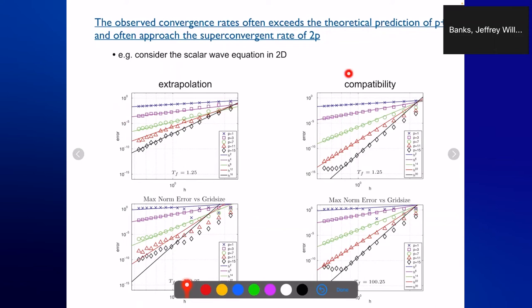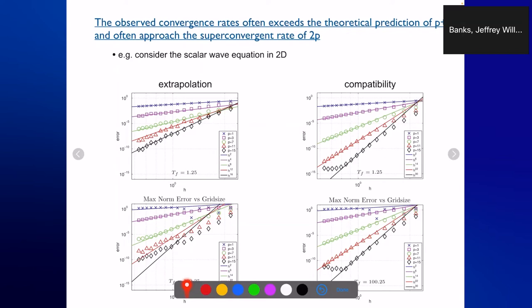So what's at the top and the bottom? The top is short time, time is 1.25, and at the bottom is 100.25. Now the 0.25 is there so that the exact solution doesn't correspond to an antinode or a node in the oscillation. But what happens is it turns out that if you use extrapolation, but you integrate for a very long time, you observe something that looks a little bit like the superconvergent rate of 2p for a while. And then you go back to order p because that's the slower rate.